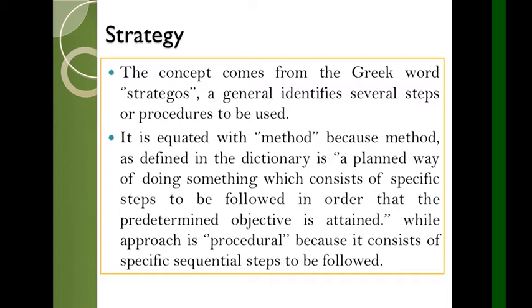In doing this, the general identifies several steps or procedures to be used. It is equated with method because method, as defined in the dictionary, is a planned way of doing something which consists of specific steps to be followed in order that the predetermined objective is attained. While approach is prescriptive, strategy or method is procedural because it consists of specific sequential steps to be followed.